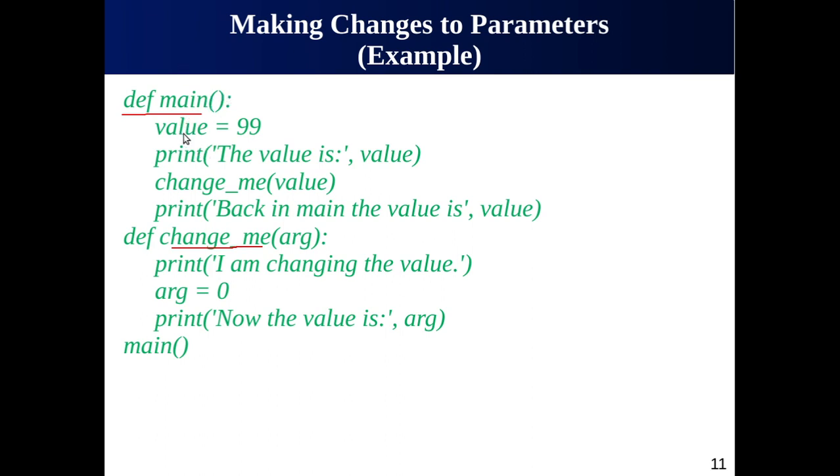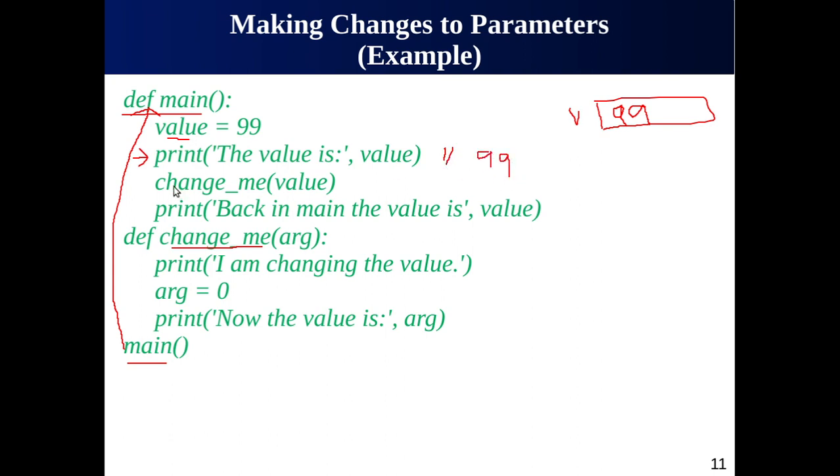So here we have two functions. Initially, we are calling the main function. The control will transfer from this location to here. And then here we have a variable value, and the actual value is 99. After that, we have a print statement which will display 'The value is' and it will display 99. The output here is going to be 99.